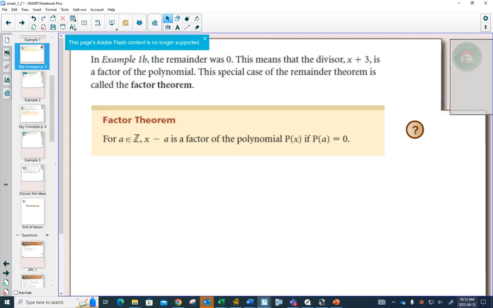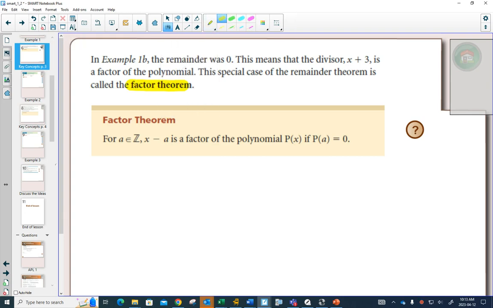On the bottom of page 17, if you want to take out your highlighter, they give us a special case of the remainder theorem. So reminder, yesterday we learned about the remainder theorem, which said if you plug in the value that makes the factor equal to 0, the answer that you get is your remainder.